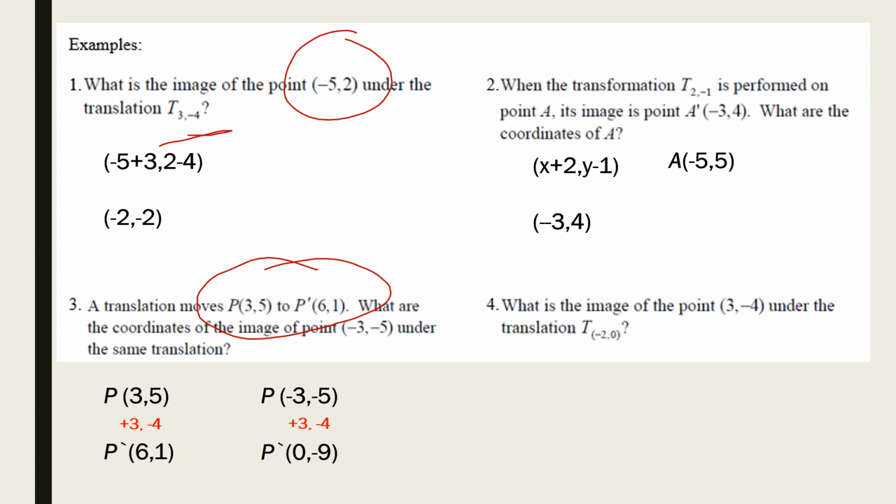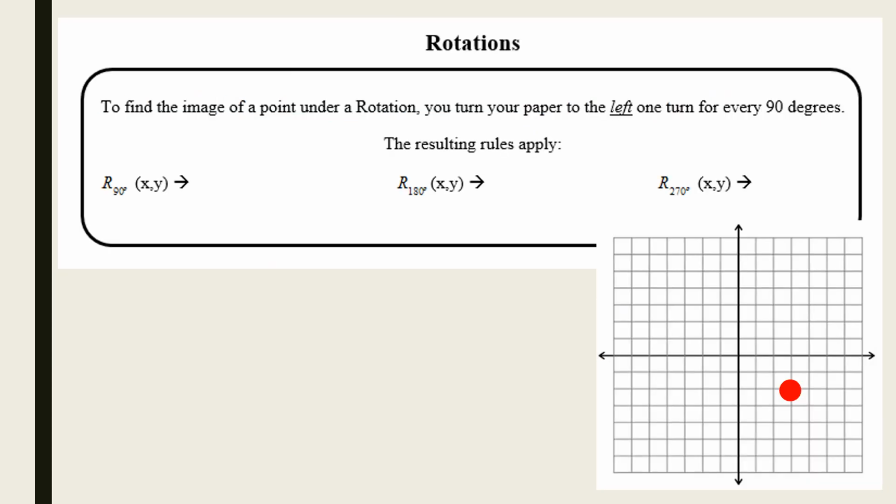The last one on this is the image of (3, -4) under that translation. Again, if I do the shortcut, 3 minus 2 is 1, and -4 plus 0 is -4. And that's it for translations. They are pretty straightforward. You're just sliding left, right, up, and down.